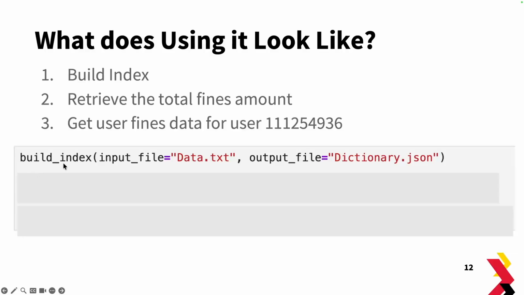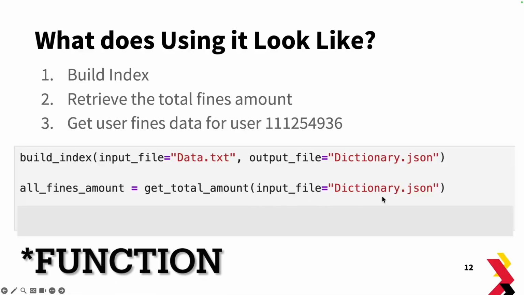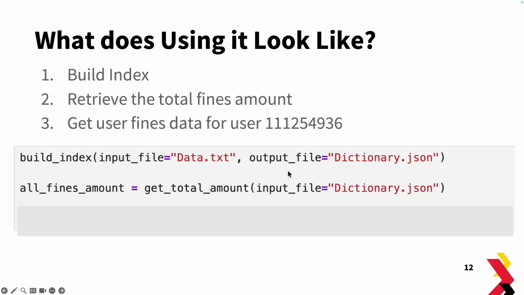So here we have our build index. So we're calling build index with the input file of data.txt and the output file of dictionary.json. Okay. I think I had it as finds.json in one of the pictures, but again, this can be whatever you want it to be called. We can then calculate all finds amounts by calling the get total amount dictionary with the input file, notice, being the same as the output file of the last function, right? Because this is sort of our intermediary data.